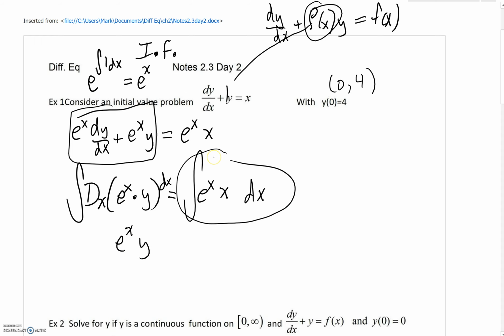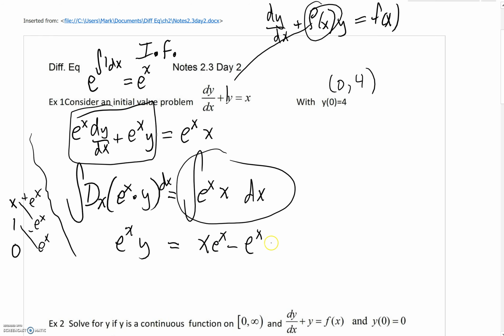Take a look at the right-hand side. If that looks oddly familiar to you, you can do integration by parts in the shortcut method, the tabular method. Take your algebraic part x, continue to take derivatives of it. The derivative of x is 1, the derivative of 1 is 0. Continue to take antiderivatives here, and you'll just get e to the x. We'll have a plus, we'll have a minus, and what are we going to see? Well, this is x e to the x minus e to the x, and don't forget a constant.